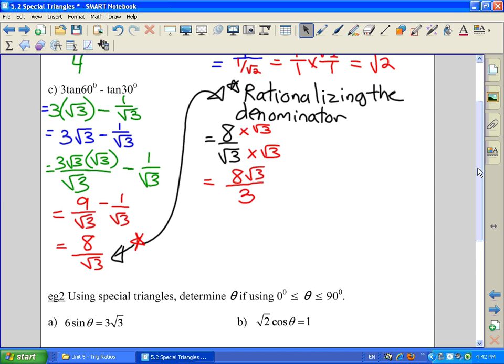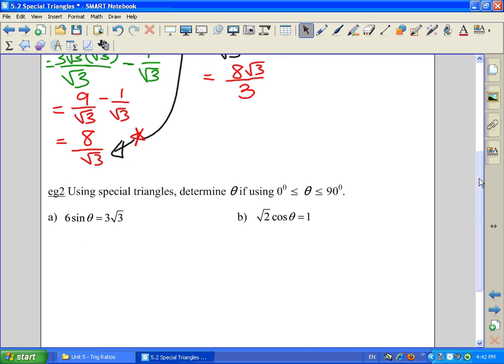All right, last question, ladies and gentlemen, before we finish here today, is using special triangles determine the angle theta if theta is between 0 and 90 degrees. So it actually tells you to use your special triangles. Okay, so looking at this, we've got 6 sine theta equals 3 root 3. First thing we want to do is get that theta by itself. So first of all, we're going to get the sine theta by itself. Currently it's multiplied by 6. You have to do the opposite, which is divide by 6. Whatever you do to one side, you do the same to the other. So we have sine theta equals 3 root 3 over 6.